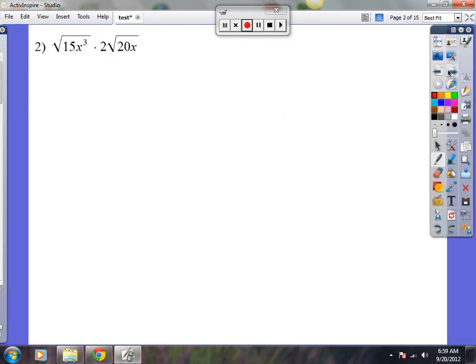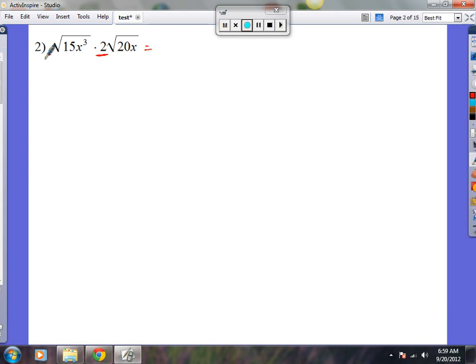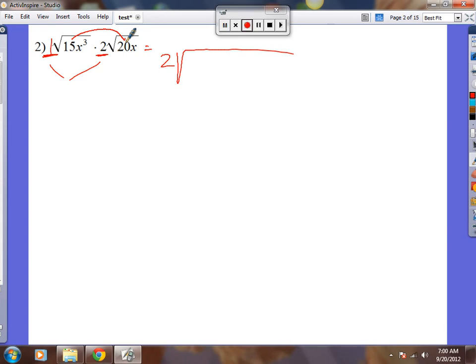Number 2. Okay, this one's a multiplication problem, so let's multiply first, and that will be our move number 1. So on the outside I got a 2, and on the outside of here I've got a 1. So multiply your outside coefficients. 2 times 1 equals 2. And let's multiply everything on the inside together. So 15 times 20, they're both underneath the radical. 15 times 20, what is that? It's 300.